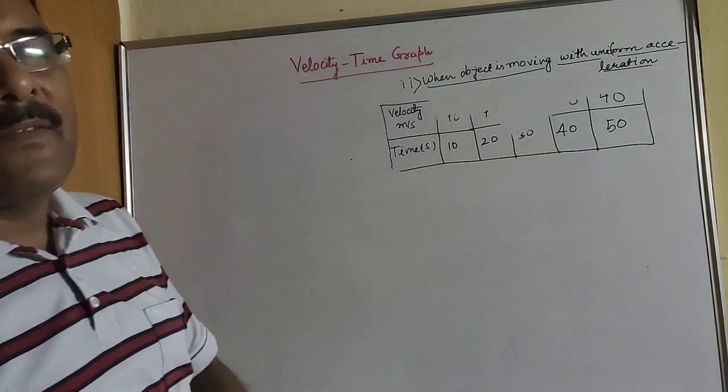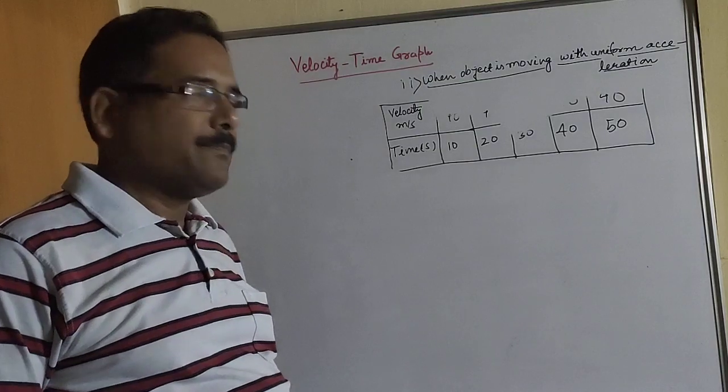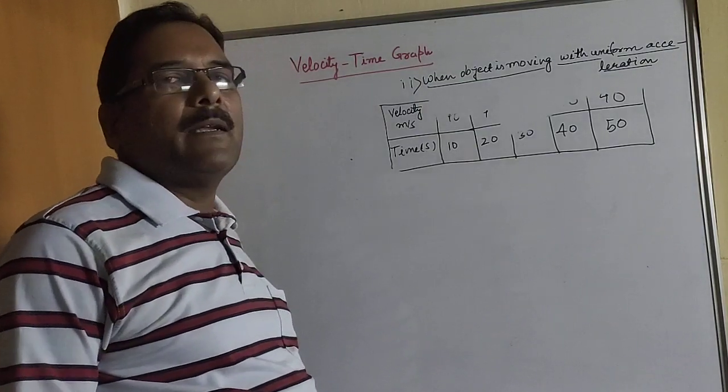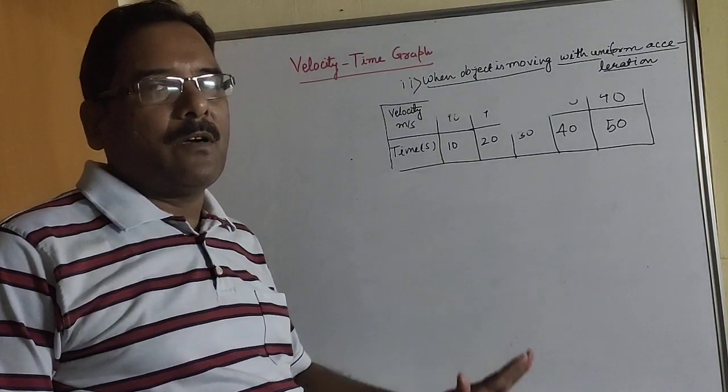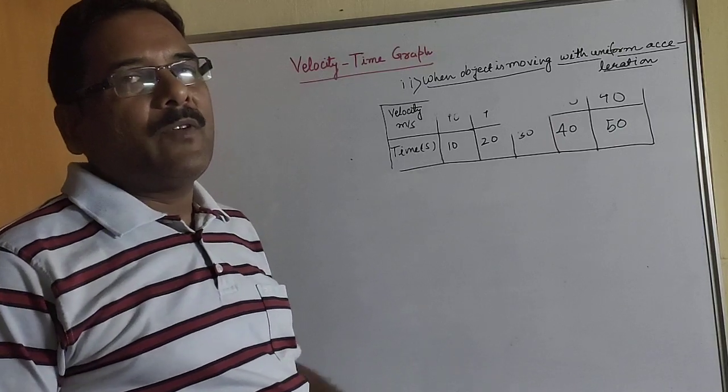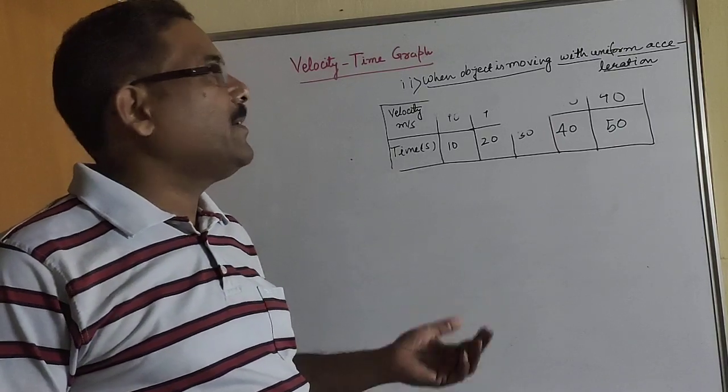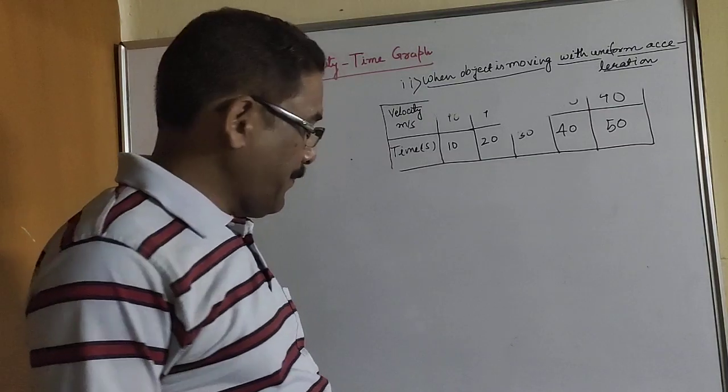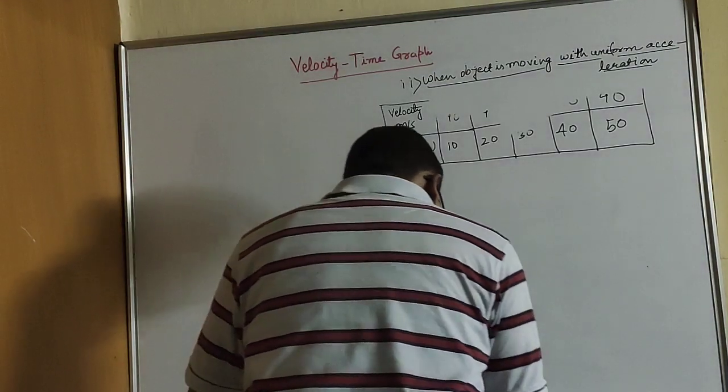So recall the definition of uniform acceleration. Uniform acceleration means velocity is not fixed, not constant here. Here velocity is changing uniformly with respect to time. So again we are considering a table.